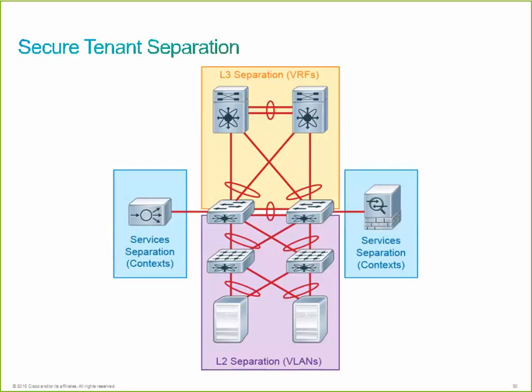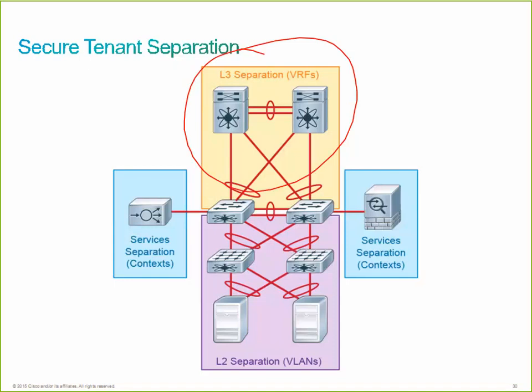We can do this in a hierarchical fashion. For example, we can create this layer 3 network separation. The layer 3 network separation is depicted right here, right? This is typically done at the core, or it's done at the aggregation layer. We use VRF-Lite.